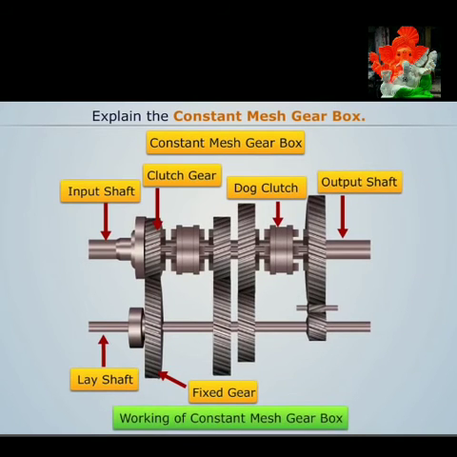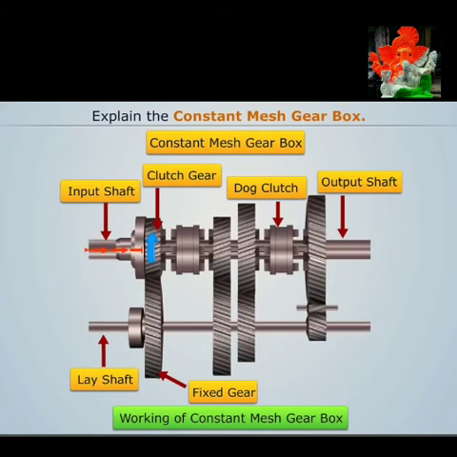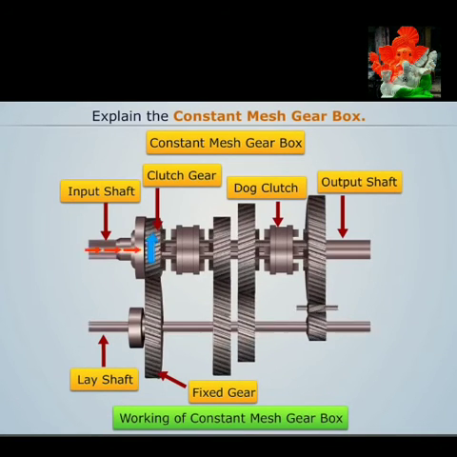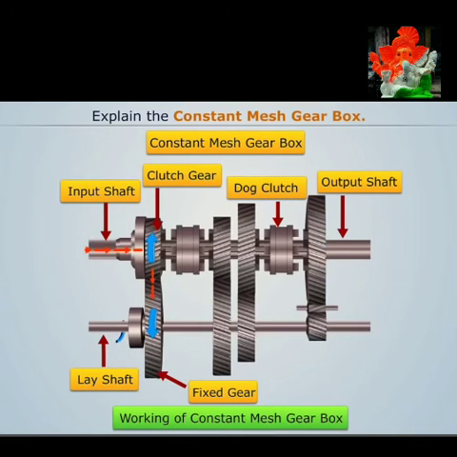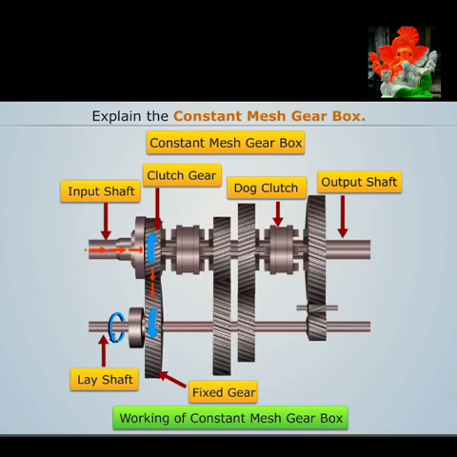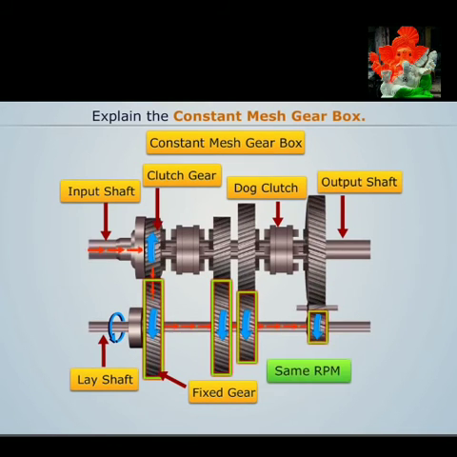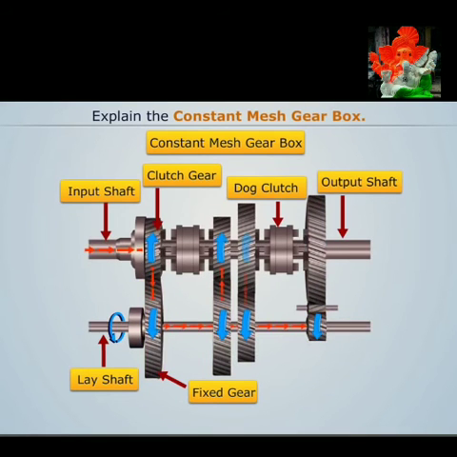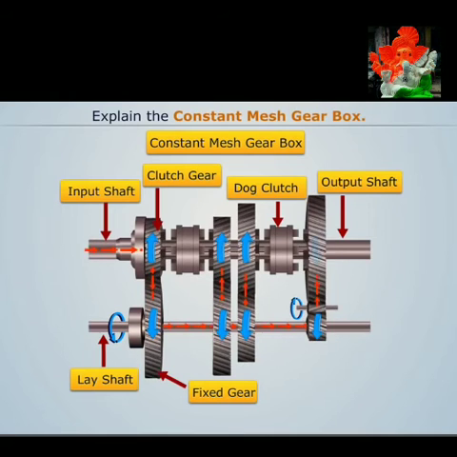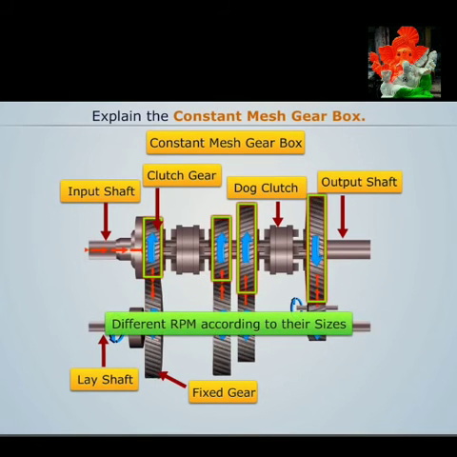The power from the engine gets transmitted to the clutch gear through the clutch shaft. The clutch gear, being in mesh with the lay shaft gear, starts rotating the lay shaft. This in turn rotates all the different size gears on the lay shaft at the same RPM. As a result, all the gears on the output shaft start rotating. These gears rotate with different RPM according to their sizes.